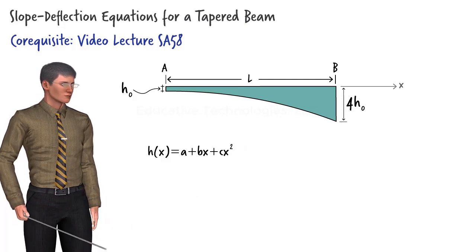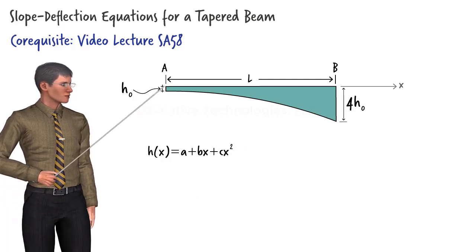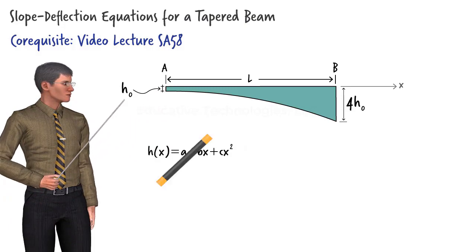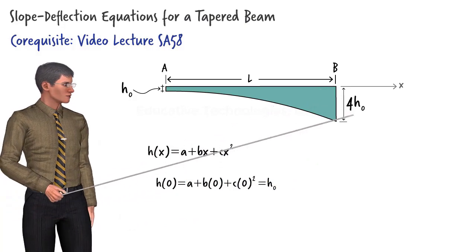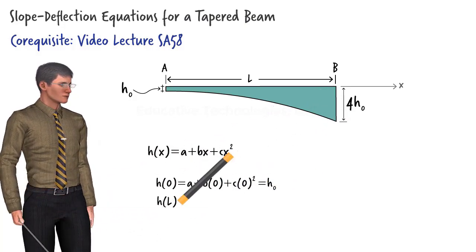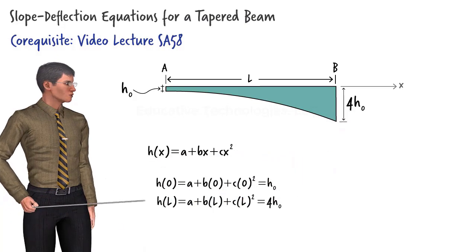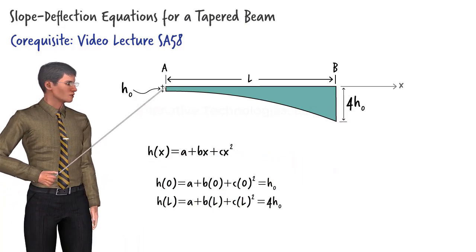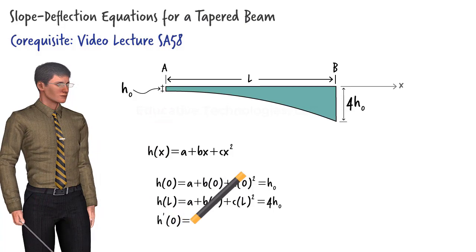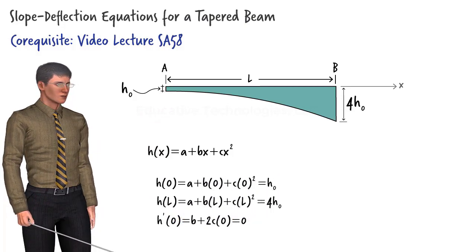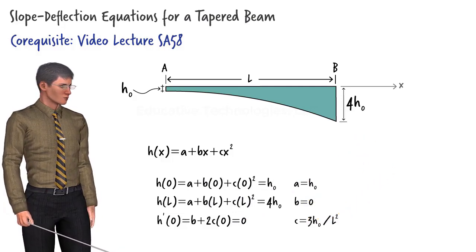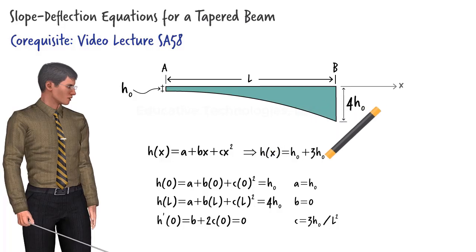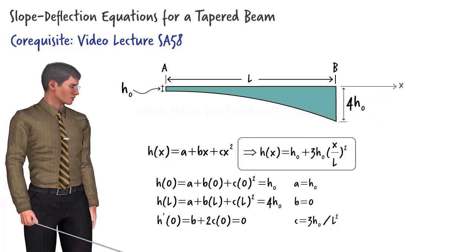What are these conditions? At x equals 0, the function should return h0. At x equals L, the height is 4h0, and the slope of the curve at x equals 0 is 0. When solved for the unknown coefficients, these equations yield the following. Substituting the results in h(x), we end up with this quadratic equation in terms of h0, x, and L.